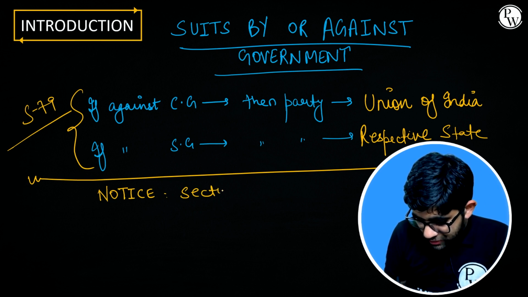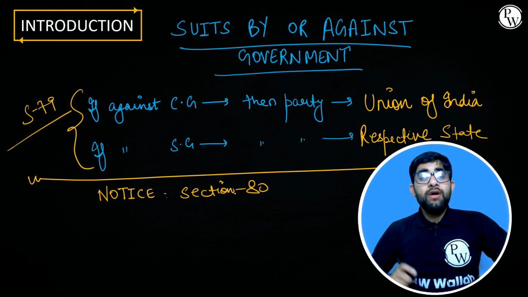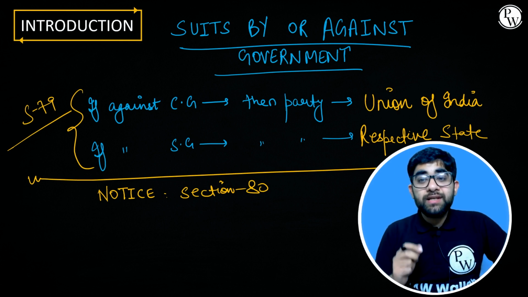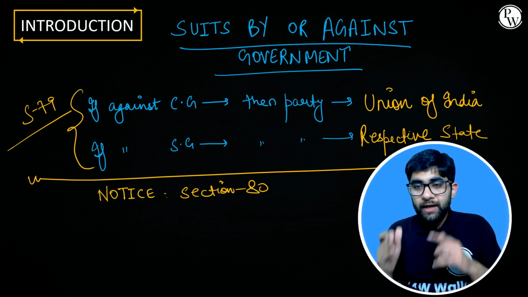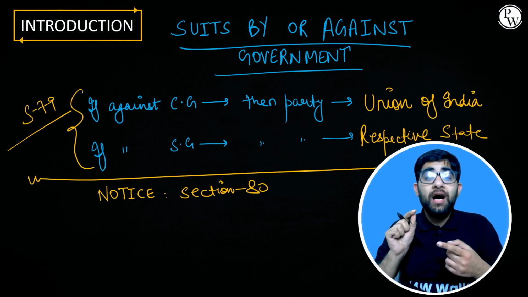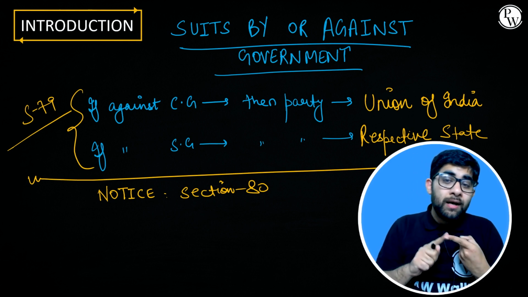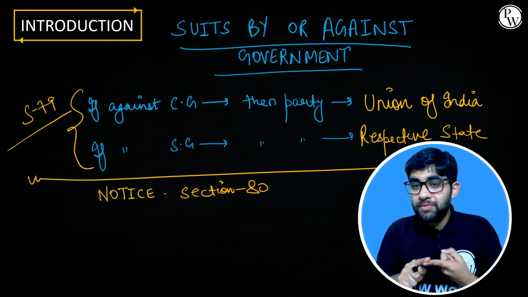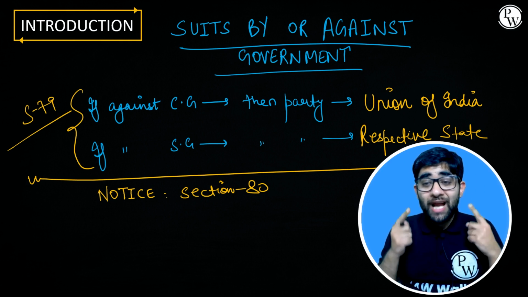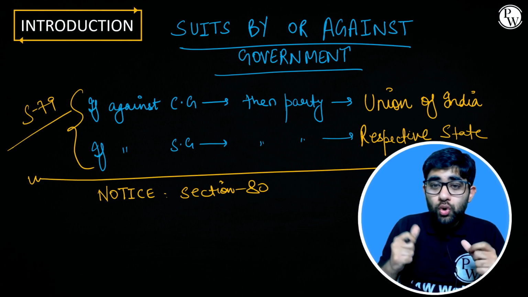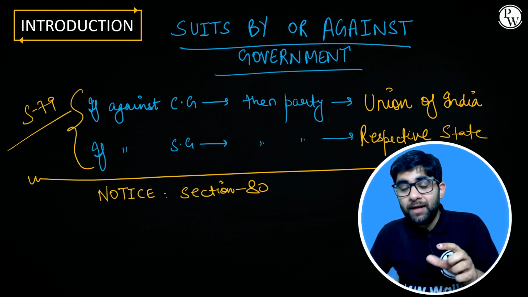This is section 80. Now, when you are proceeding against a state or Union of India, you have to give a notice that is under section 80, giving out the names, descriptions of yourself, the cause of action and the relief claimed. So this is a condition precedent.